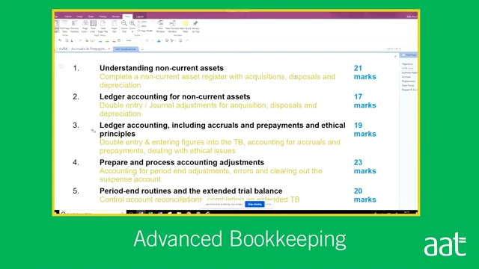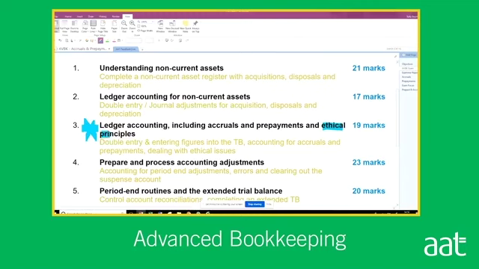So as I've already mentioned, task 3 is where the accruals and the prepayments obviously sit. So you're looking at ledger accounting, which will include those famous accruals and prepayments, and also, in relation to expenditure and income. And you will have a question on ethical principles. So what to expect, and we're going to see this today.